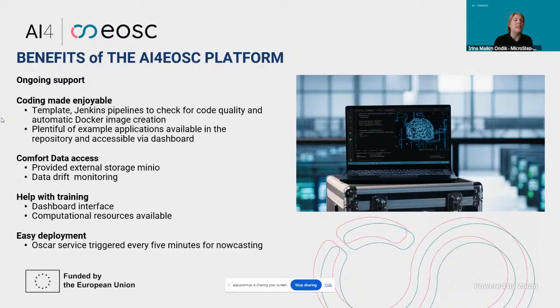Right now, we are testing the Oscar service triggered every 5 minutes for nowcasting, as you have seen, because when we are trying to do weather predictions in real time and radar scans every 5 minutes, we need the data to be processed also every 5 minutes.